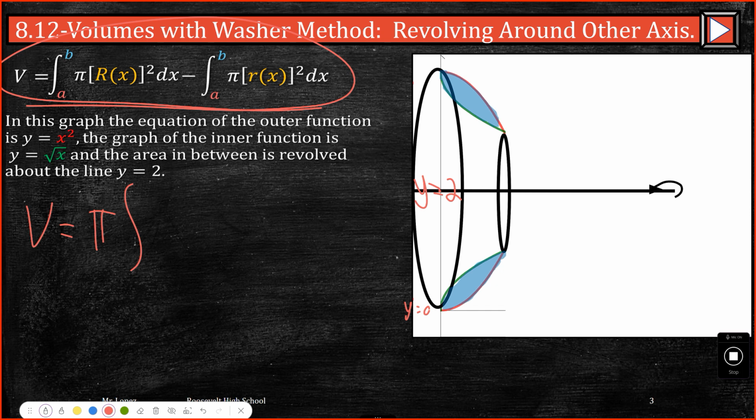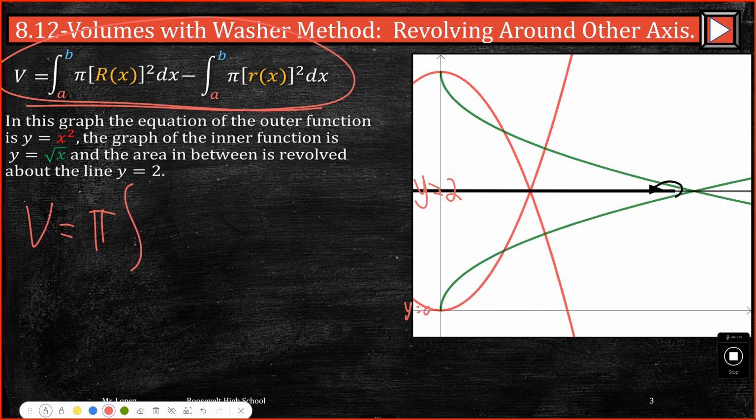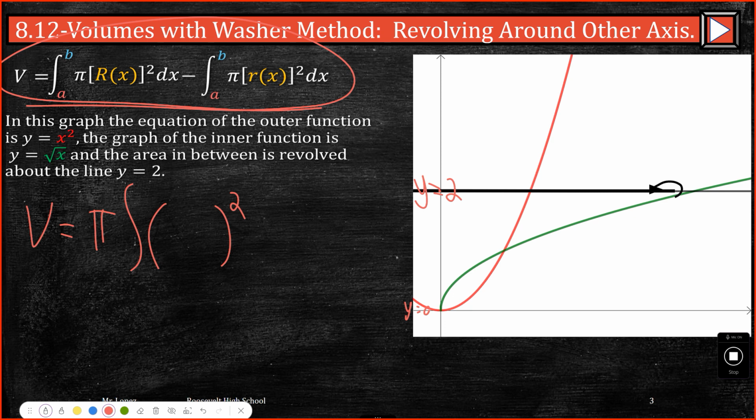So the volume would be... Let's go back to the graph. Let's see. So it's going to be pi, and then the outer function is, what's the outer function? Would this be considered the outer function? Remember when we talked about last time that this is the inside, so this is considered outer, this is considered inner. So if this is the outer function, so let's go.